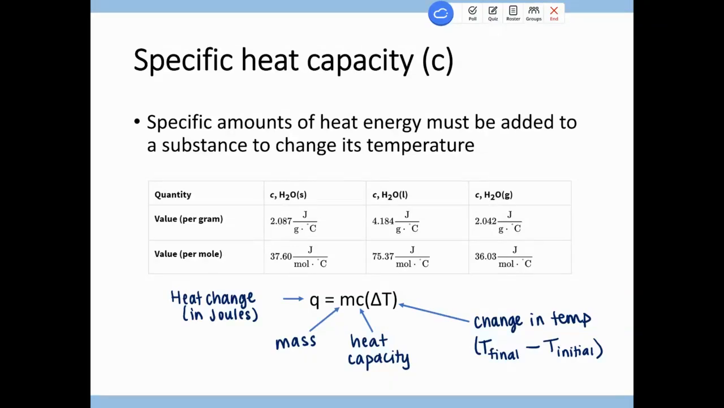Do you convert the temperature to Kelvin? You could do Celsius or Kelvin here because 1 unit change in Celsius is equal to 1 unit change in Kelvin. Like 1 degree difference is the same amount, but you can't use Fahrenheit here. But you'll notice that these are in units per degree Celsius, so it's helpful to keep your ΔT in degrees Celsius to cancel out.